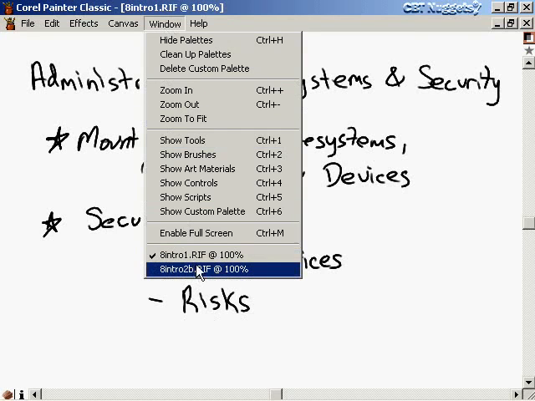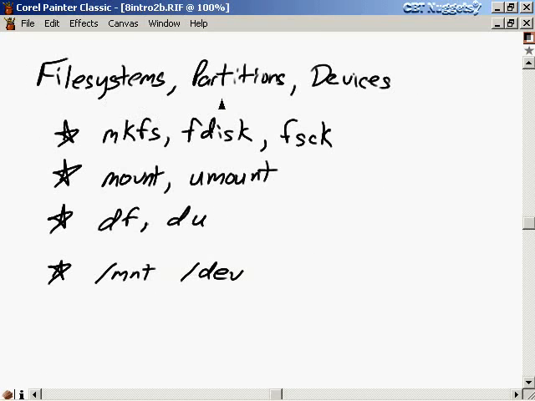Now let's talk about some commands that we can use to manage file systems, partitions, and devices. We use the mkfs and fdisk commands to create file systems and partitions, respectively. And then we use the fdisk and fsck commands to examine partitions and file systems. We use these commands to mount and unmount file systems, partitions, and devices.